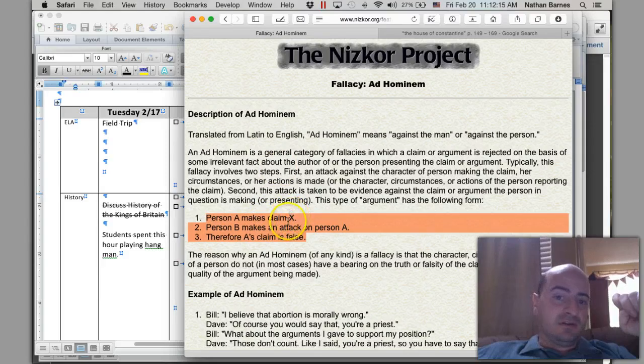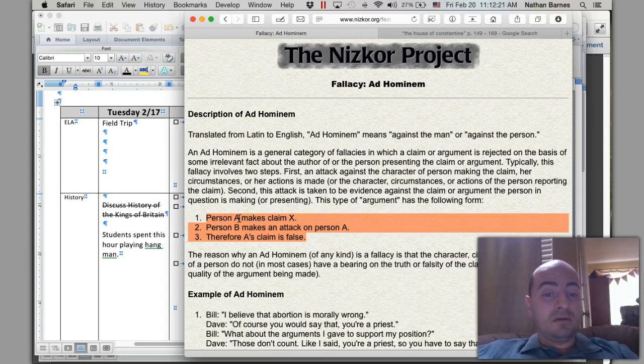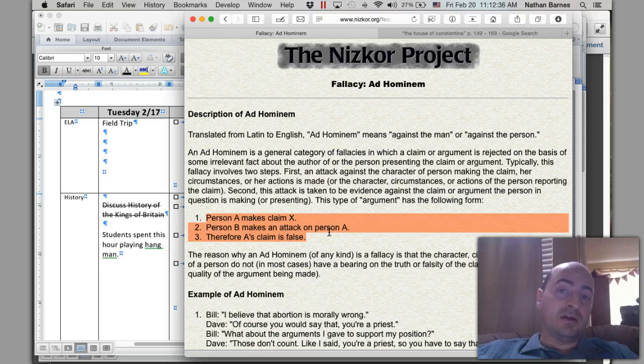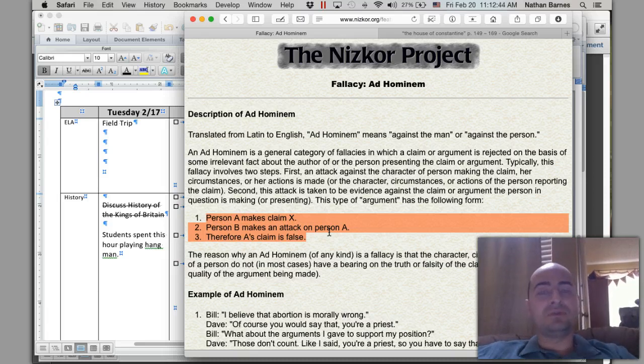It's very easy. Person A makes claim X. Person A is usually the person trying to persuade, and person B is the person refuting. And they will attack person A, and they'll say, therefore, the claim is false because I attacked the person. And it's usually not that cut and dry. Now, sometimes it's implied, but this is a very easy fallacy, and people do it all the time.